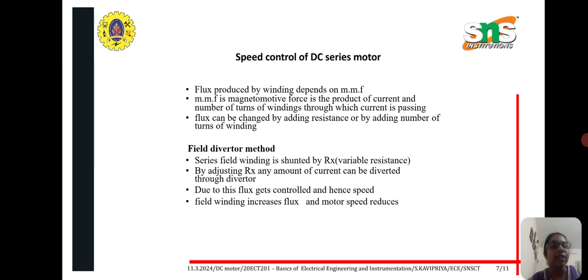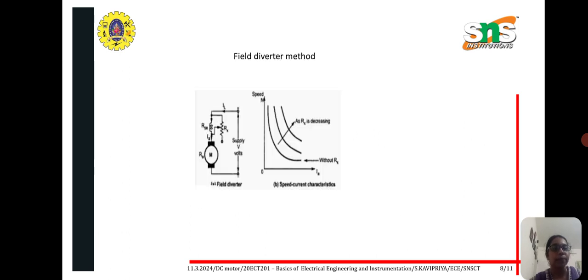The first one is the field diverter method. The series field winding is shunted by a variable resistance Rx. By adjusting Rx, any amount of current can be diverted through the diverter. Due to this, the flux gets controlled and so the speed is controlled. This is the field diverter method connection diagram, and next is the speed-current characteristic produced because of this.